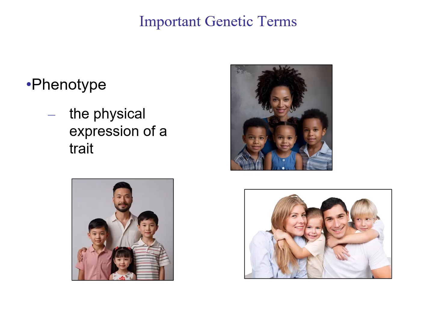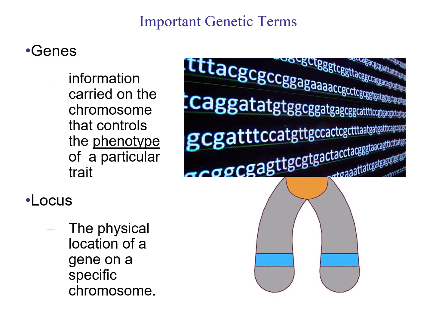The term phenotype refers to the physical expression of a trait. For instance, the color of every person's hair is a physical trait. The texture of every person's hair is another physical trait. These are examples of phenotypes. What determines phenotypes are genes. Genes are defined as information carried on chromosomes that controls the phenotype that is expressed.